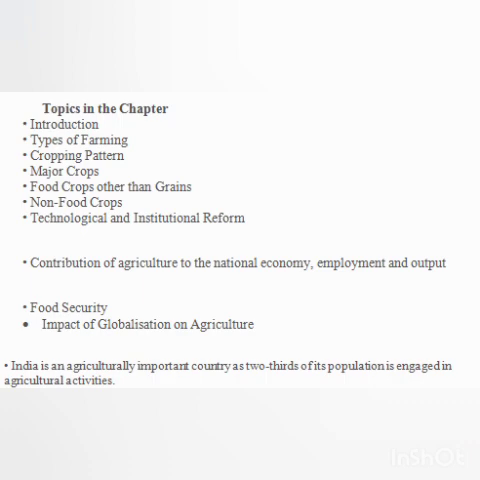Dear students, for the convenience of discussion, we can divide the topic into two parts. First one is types of farming, cropping pattern, and major crops. Then second one, technological and institutional reforms. Today, we are going to discuss the first part, that is types of farming, cropping patterns and major crops.